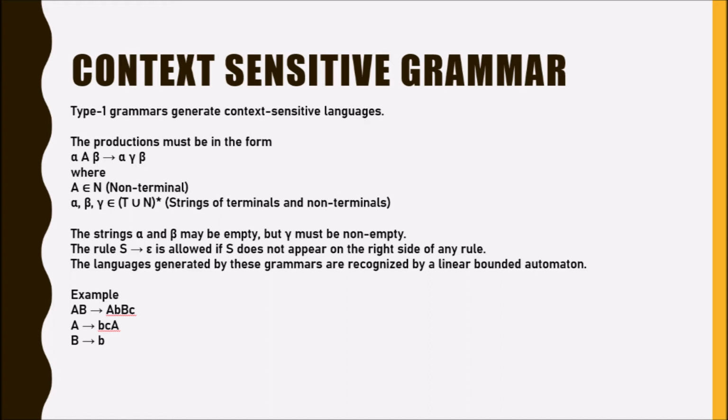The languages generated by these grammars are recognized by linear bound automata. Here we have some examples where AB goes to A beta BC, and A goes to beta CA, and B goes to b. These are all context sensitive grammars.